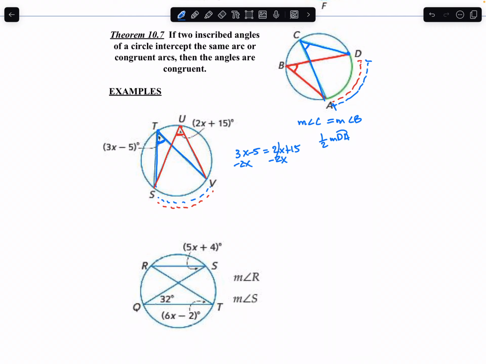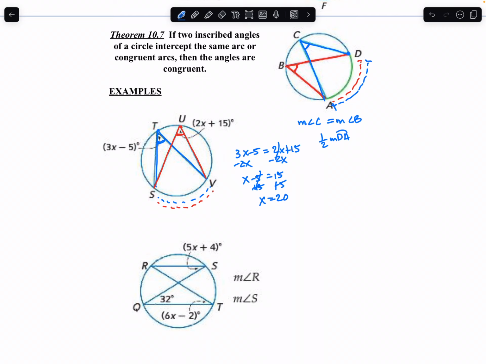From here is just algebra, right? We have x minus 5 equals 15. Move the 5 over, do the opposite. X equals 20. If I wanted to find the measure of the angle, I would just plug it back in for x, and I could find angle T or angle U, and we're good to go.